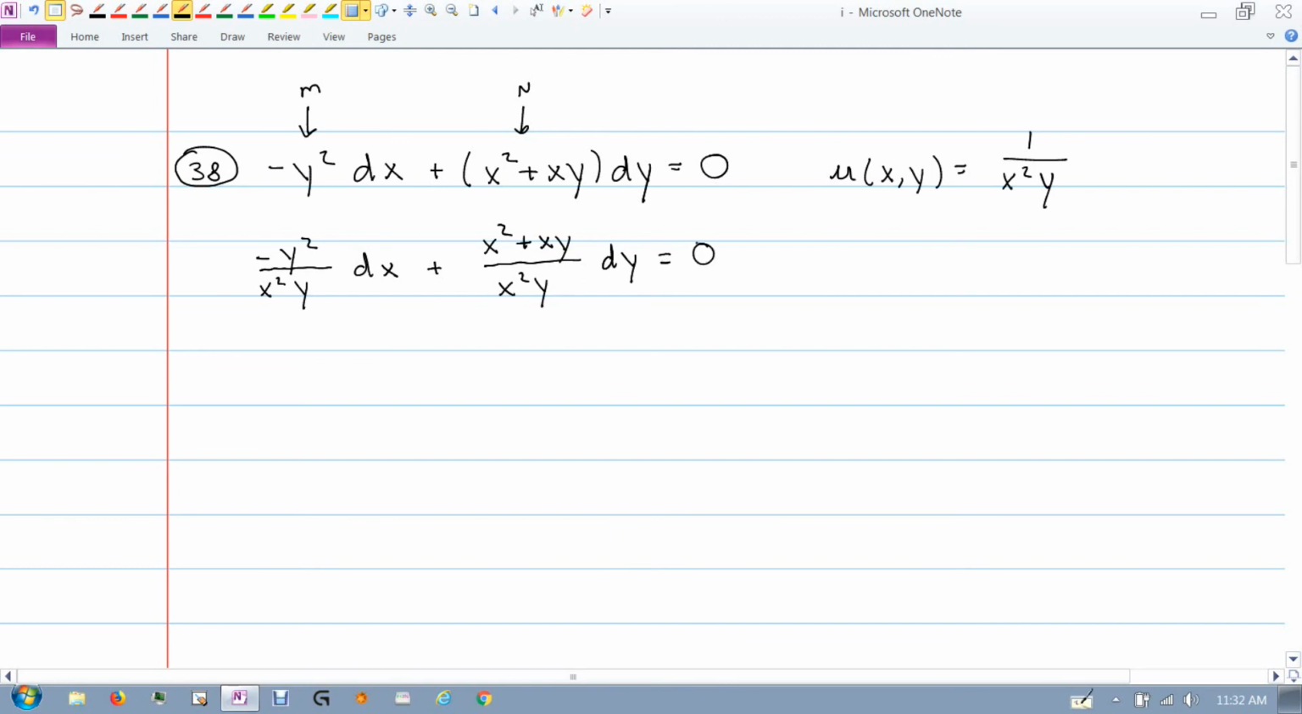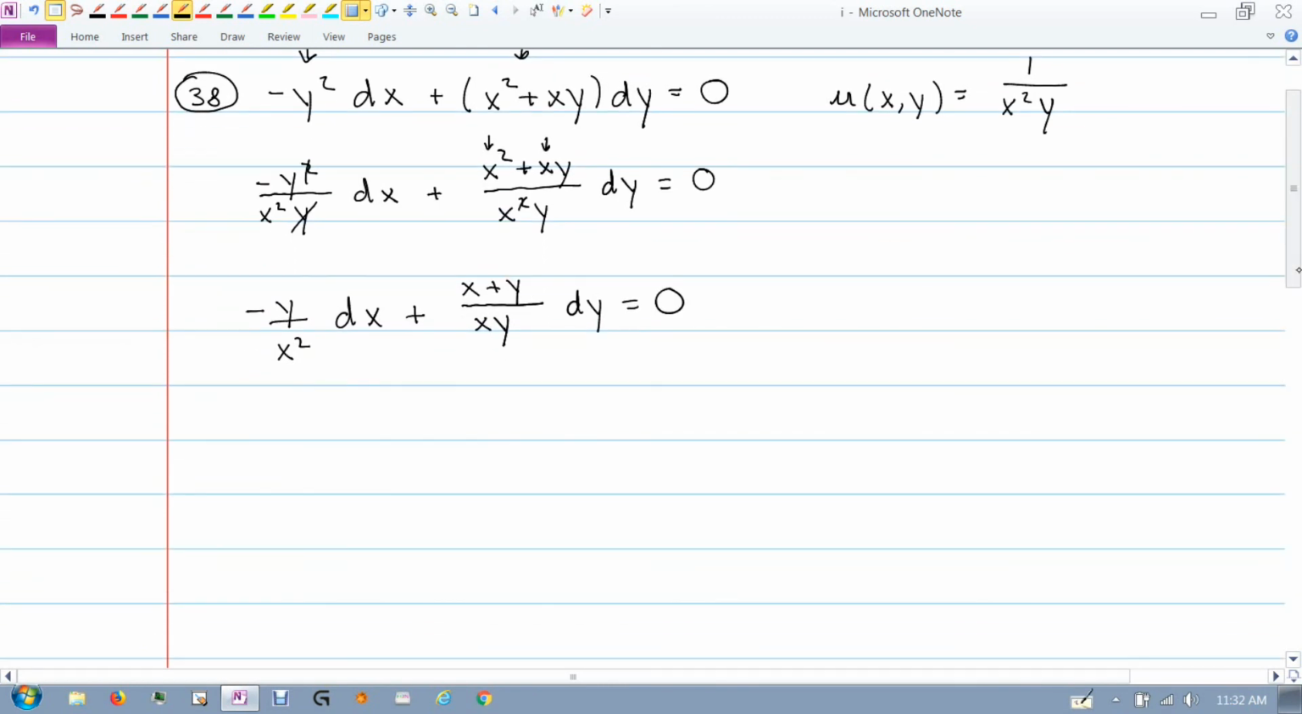Okay, and now let's just clean this up. This is negative y over x squared, because we get one of these y's to cancel, dx, and then plus, on this next one, notice that both of these terms have x, so I can pull an x out and that'll cancel one x on the bottom. So I'll have x plus y on top. I cancel one of the x's on the bottom, so I have xy on the bottom, dy equals 0.